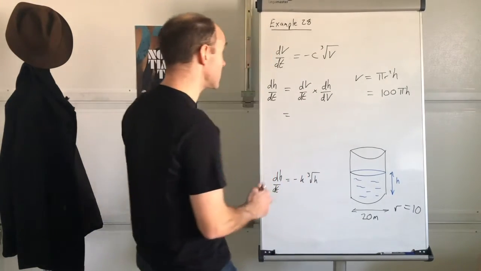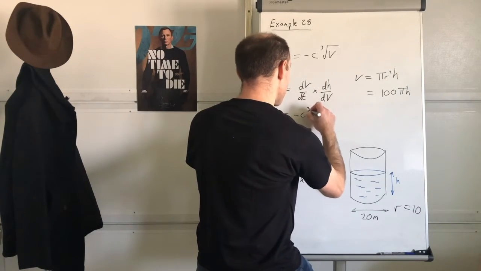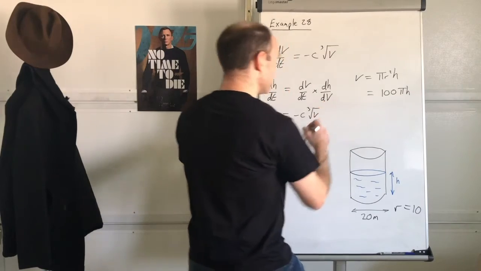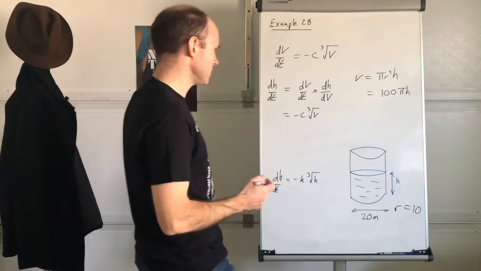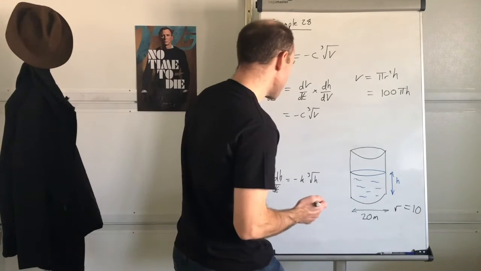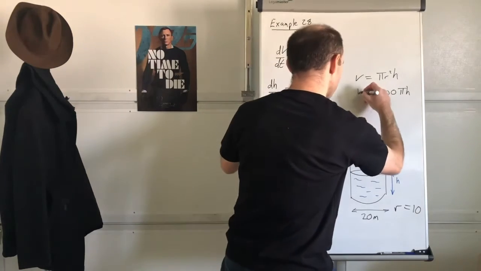So the dV/dt is going to be equal to that, negative c cube root of V. You've got to be careful that I don't read that as c cubed. Okay, so cube root of V. Okay, and dH/dV. We don't have that, do we? So we're going to have to get it from here, aren't we?